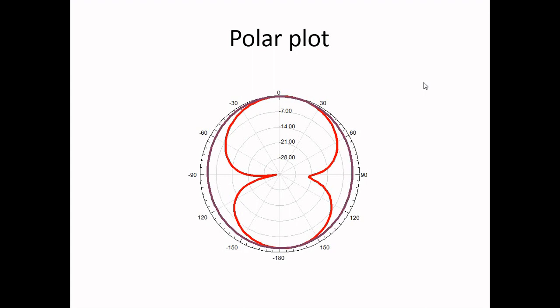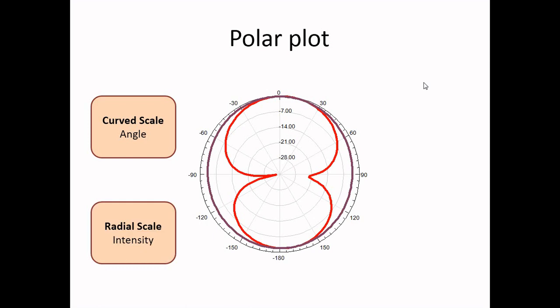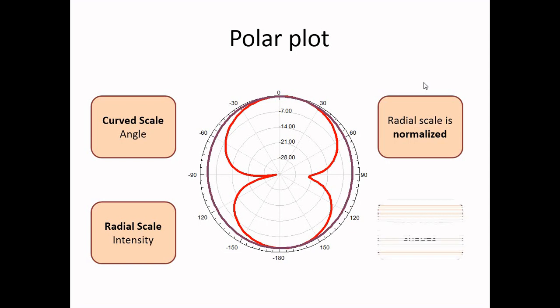This is a polar plot. A polar plot is a graph over which the radiation pattern can be drawn. This plot has two scales. One is the curved scale, which has angles in degrees. Another is a radial scale, which will have intensity. This intensity can be of electric field, magnetic field, or power. This scale is normalized. That means the maxima is 1 and the minima is 0. Also, the shapes that we make on this plot are trigonometrical shapes. How are they trigonometrical? Let's see in the next slide.